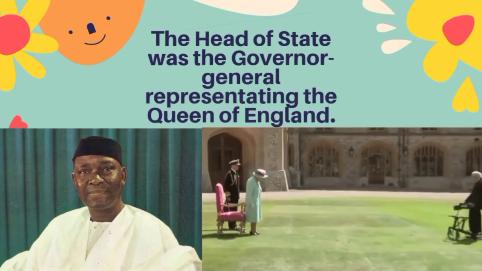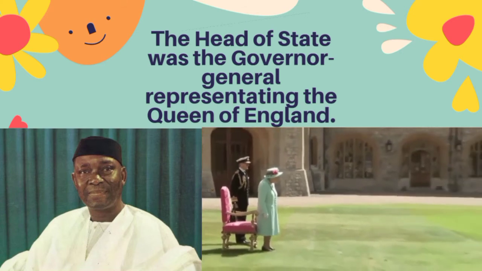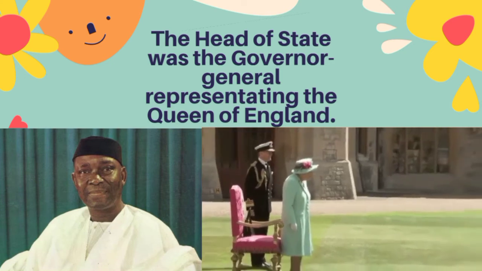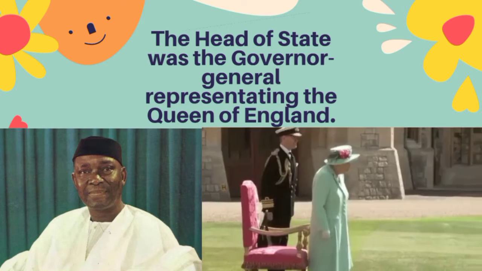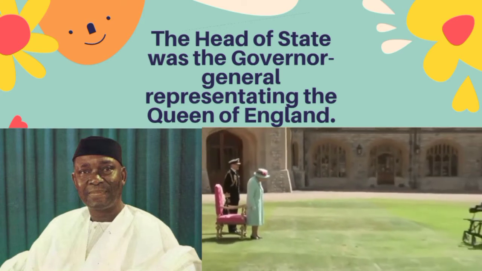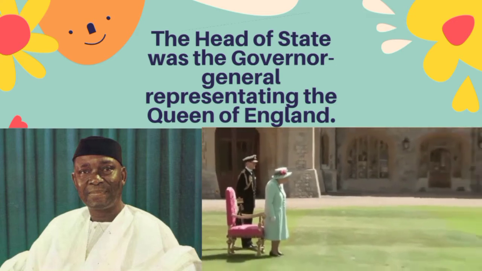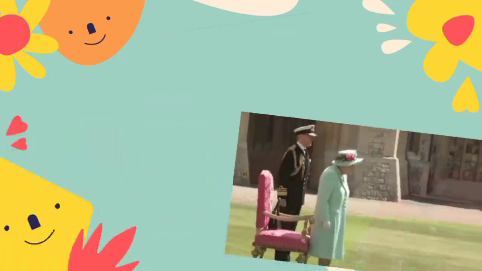Another feature was that the head of state was the Governor General, representing the Queen of England. The Queen was the head of state, represented by Nnamdi Azikiwe, who was the Governor General. So the Queen remained the head of state of Nigeria.